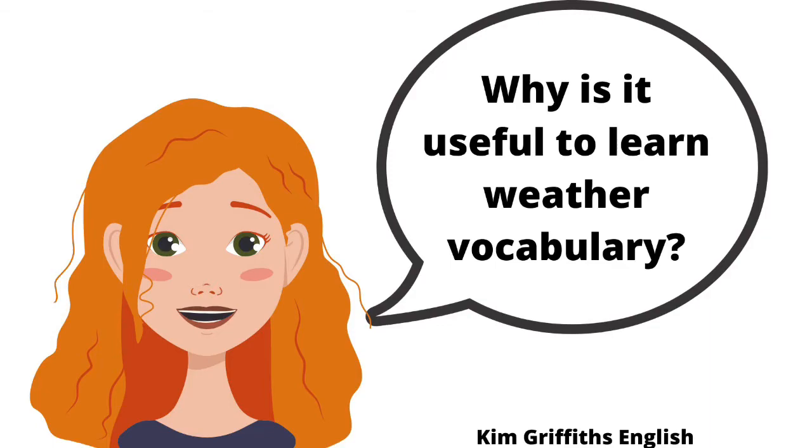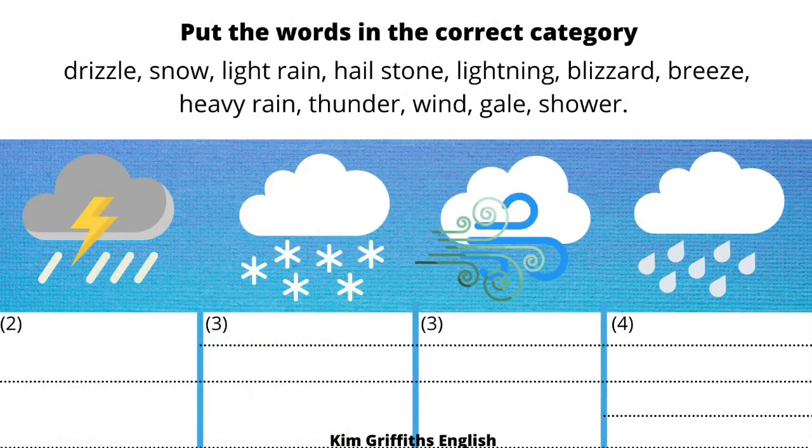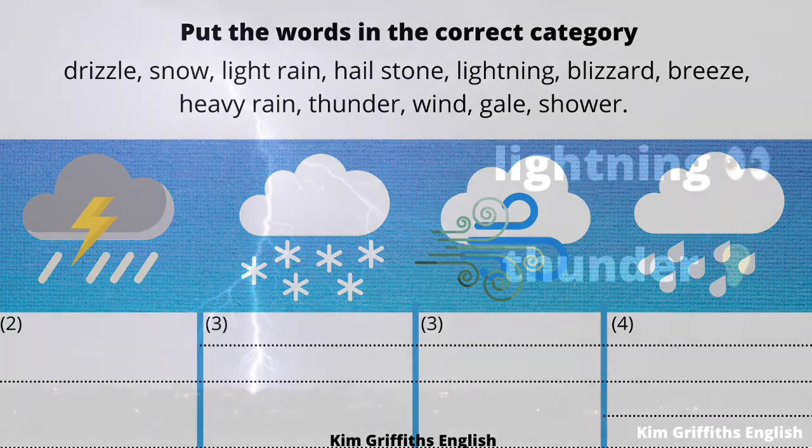In this video, I've divided 12 words into 4 categories. The 12 words are above the clouds, and the 4 categories are storm with 2 words, snow with 3 words, wind with 3 words, and rain with 4 pieces of vocabulary. You can pause the video and try and put these words into the correct category. Let's look at them now in detail.